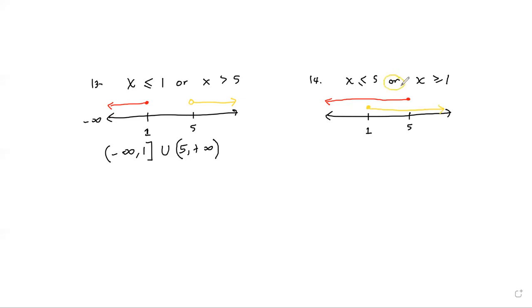But since we're looking at an or statement here, then we're getting the union of the red and the yellow lines. So the union would be the whole number line, which means it's -infinity up to positive infinity.